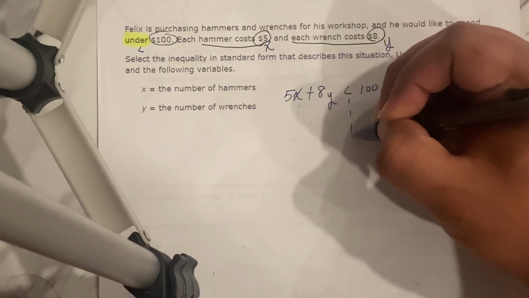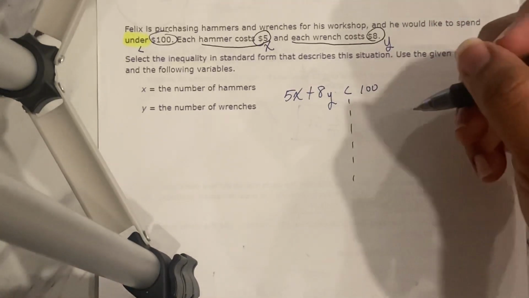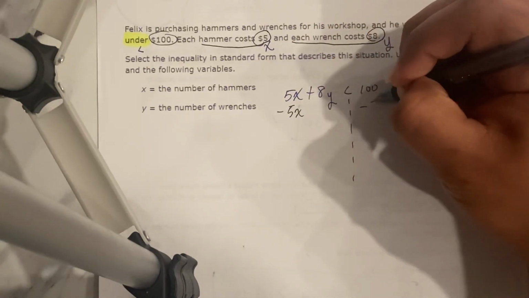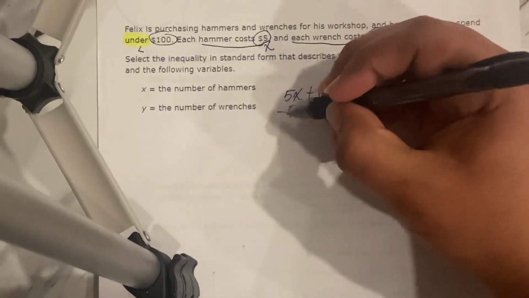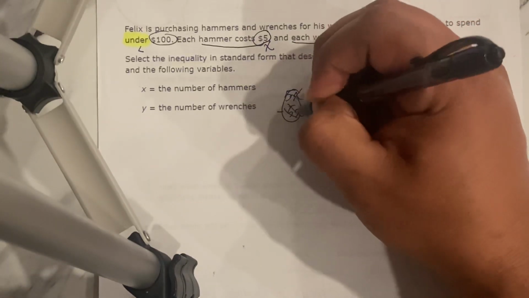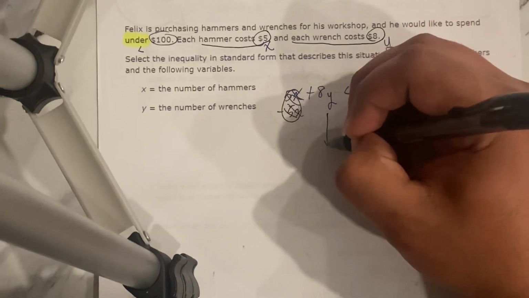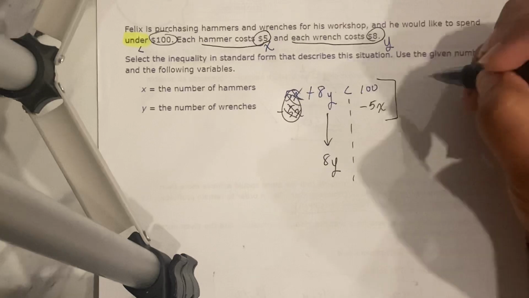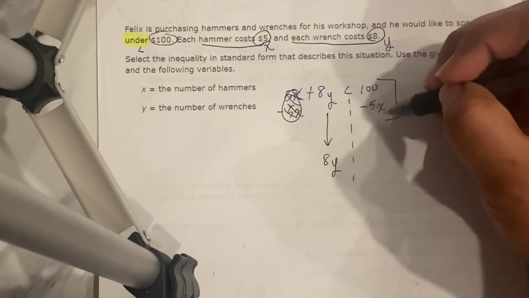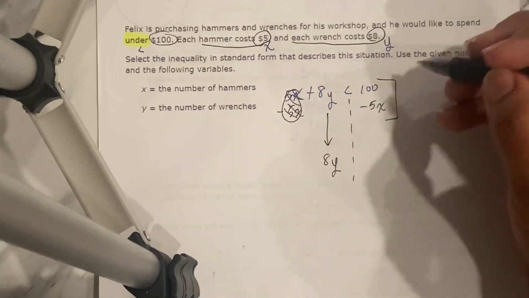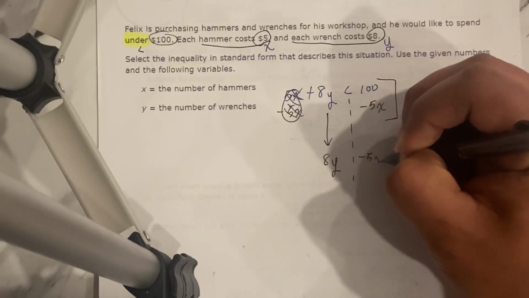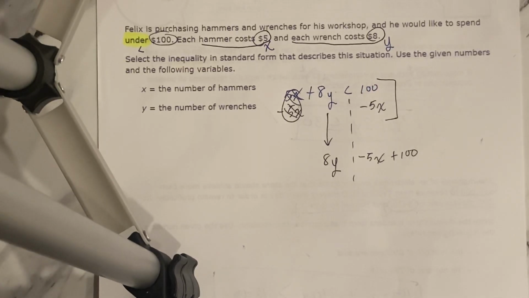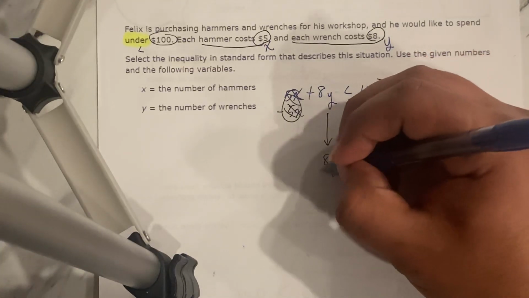Remember, we could solve using the symbols, still subtracting my 5x on both sides. 5x minus 5x cancels on this side. Bringing down my 8y just to make it look nice and neat. I cannot subtract these. They're not like terms. I can rewrite them using negative 5x plus 100. And then we just divide by our 8.